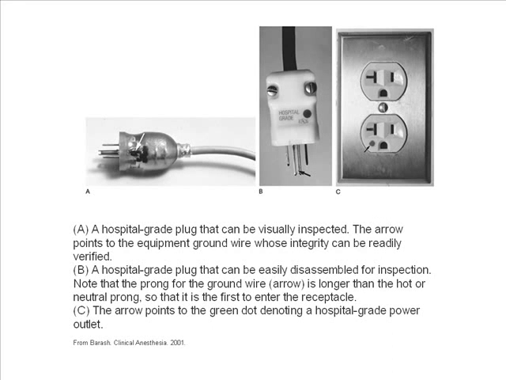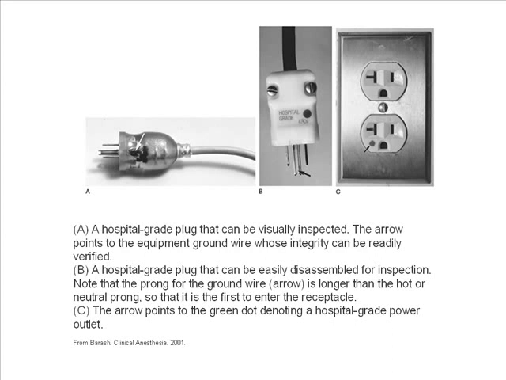In the hospital, we're concerned about the quality of these plugs, and so they're inspectable in some way. Panel A shows a hospital-grade plug that can be visually inspected, and the arrow points to the equipment ground wire whose integrity can be readily verified by visual inspection. B shows a hospital-grade plug that can be easily disassembled for inspection. And note that the prong for the ground wire, shown with an arrow, is longer than the hot or neutral prong, so it is the first to enter the receptacle to help establish safety right off.